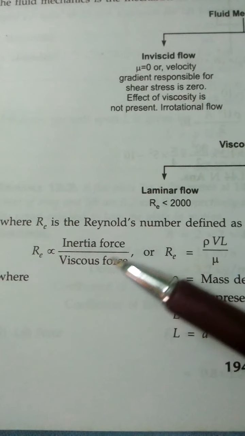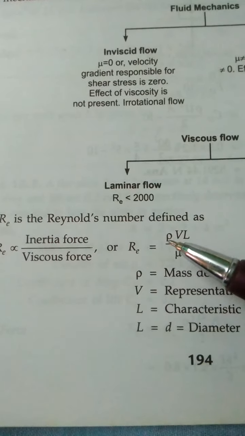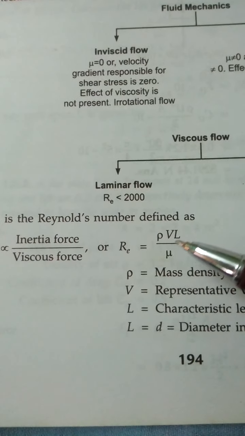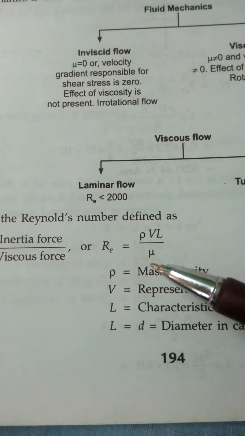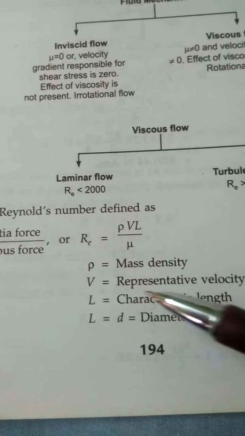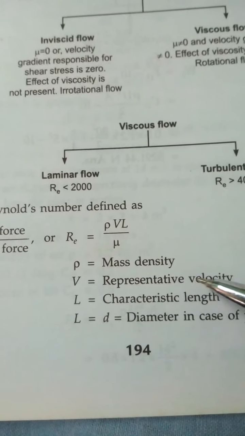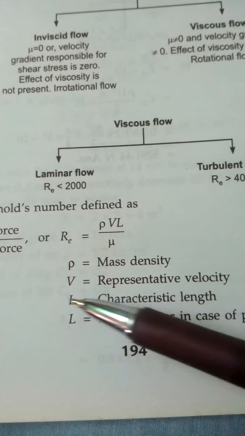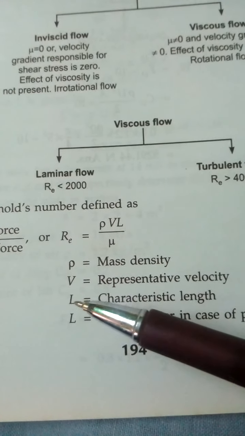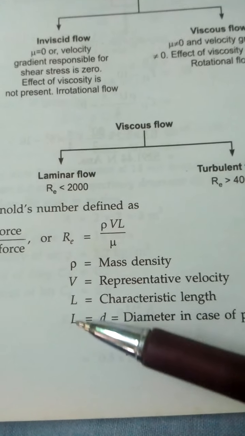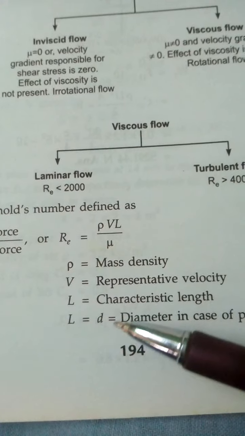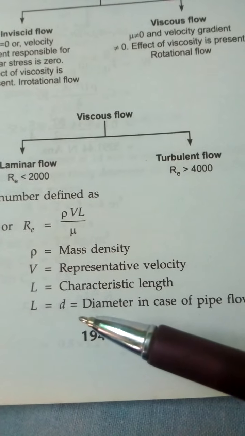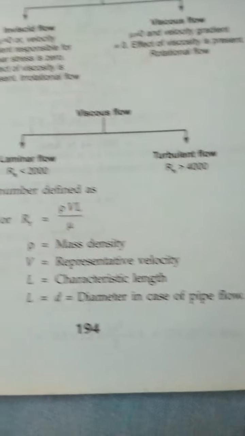Reynolds number is defined as inertia force by viscous force. Now, rho V L by mu. Now, this rho you know, mass density, V is the representative velocity, L is the characteristic length. This is important, you have to understand, this is not the only length. In case of pipe, characteristic length is the diameter, not the length of the pipe. So, diameter in case of pipe flow.